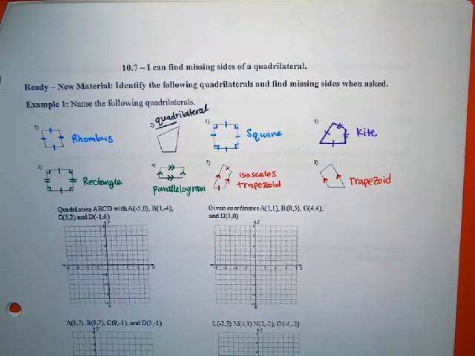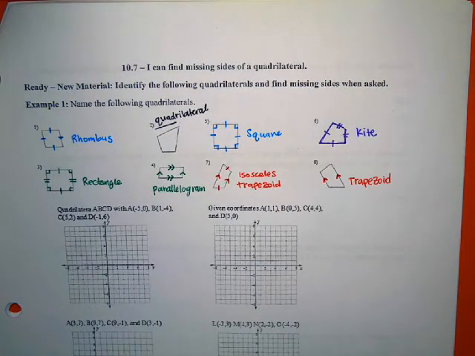Does anyone remember what quad means? What is it? 4. It's like a 4-wheeler. They call it quad sometimes. 4 sides. That's all we know. Just 4 sides. 4-sided shape.